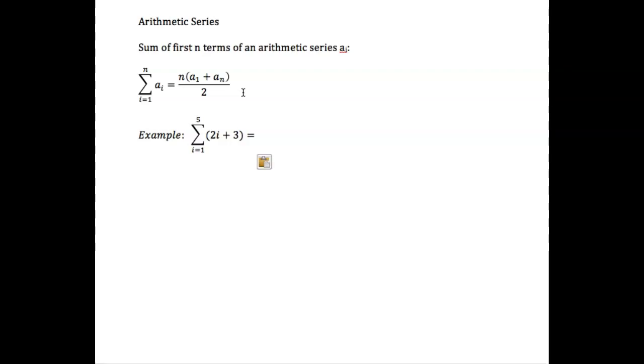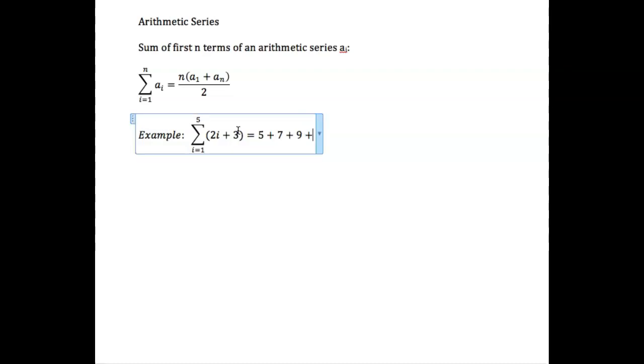If you just have a few terms, so this series I'm starting at term number 1 and ending at term number 5. That's not that many. Maybe you just want to find those 5 terms and add them together. So when I is 1, term number 1, 2 times 1 plus 3, that's 5. Now I'm going to let the counter go up 1. When I is 2, 2 times 2 plus 3 is 7. When I is 3, 2 times 3 plus 3 is 9. When I is 4, 2 times 4 plus 3 is 11.